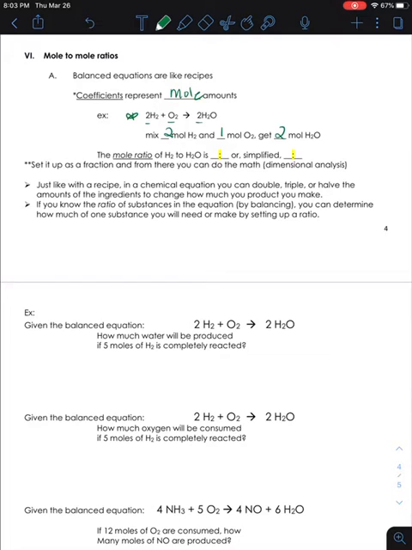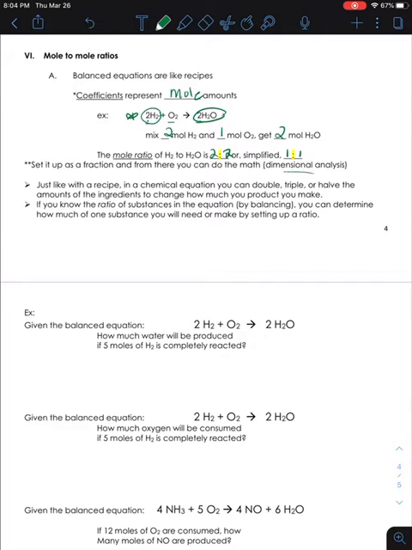So we look at this and we're able to basically set up this ratio, okay? If we compare the H2 with the H2O, we would notice that it's a 2-to-2 ratio, right? So we're going to take the mole amount there and the mole amount there, and we always want to simplify it, so we can reduce that down to 1-to-1. So it's very similar to setting up a fraction, and from there you can basically do the math.